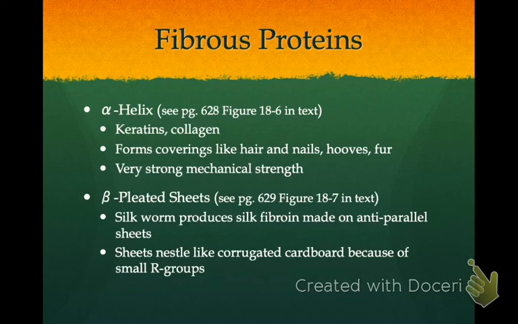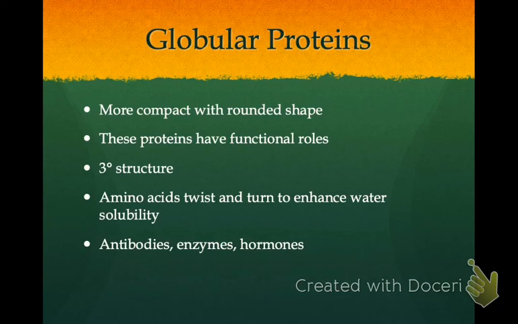Now, globular proteins are more compact. They have a more rounded shape, more of a 3D structure. They have more of our functional roles. They would be our antibodies, our enzymes, hormones, things like that would be the globular proteins.